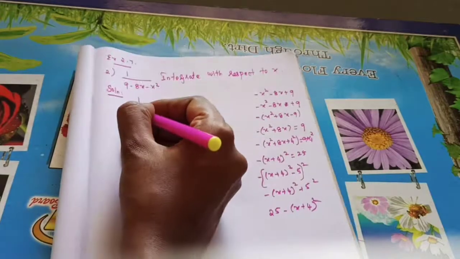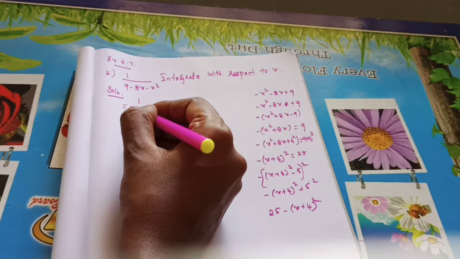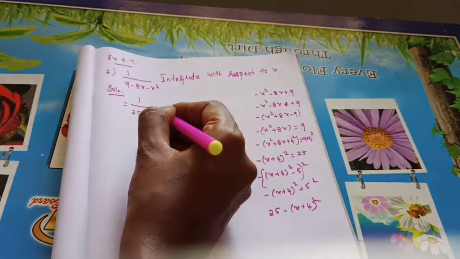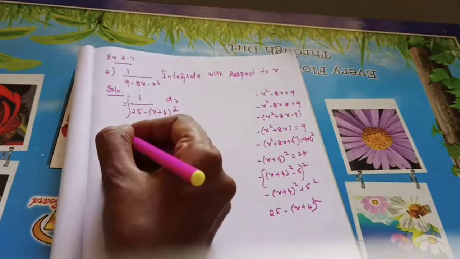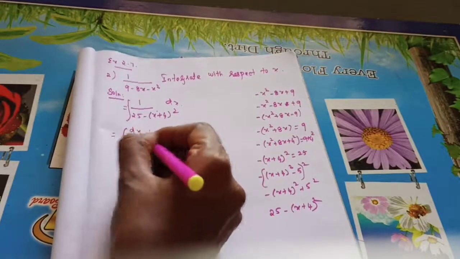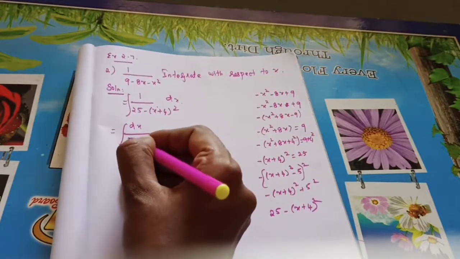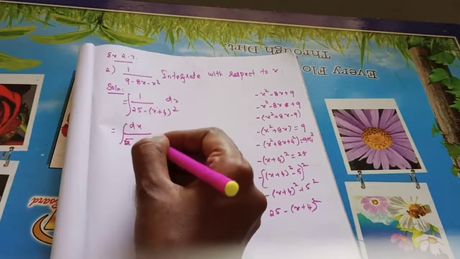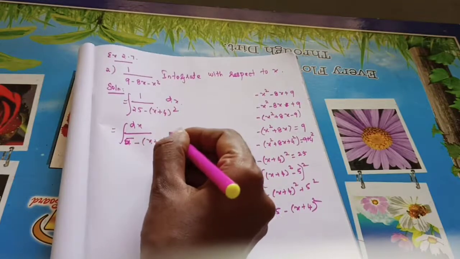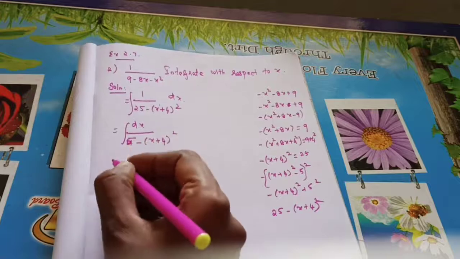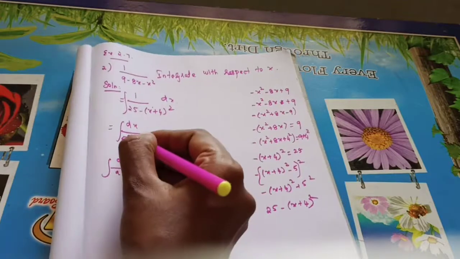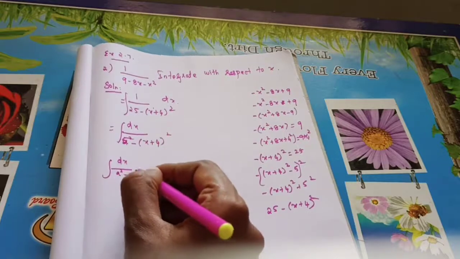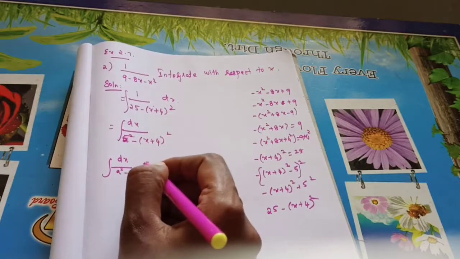So here, integral of dx divided by 25 minus x plus 4 the whole square. Now you apply the formula. Now it is in the form of dx divided by a square minus x square. Correct? So what's the formula you will use here? Integral of dx divided by a square, that is 5 square, minus x square.